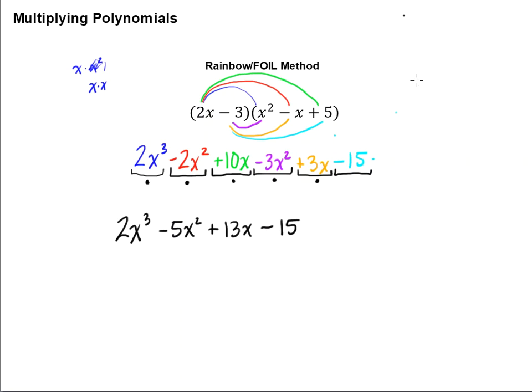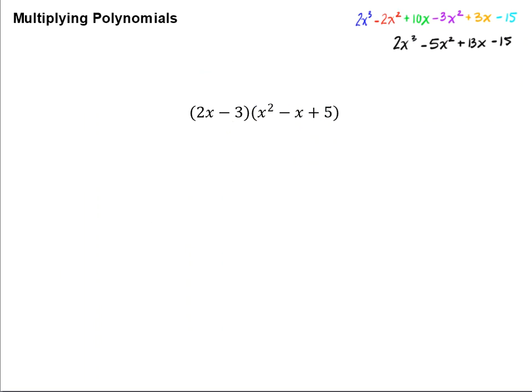Anyways, what I actually want to do is copy this and that up there at the top. There we go. Okay, so I've got these answers written up there and the final answer written right there. Okay, so that was the rainbow method. Let's take a look at what's called the box method.